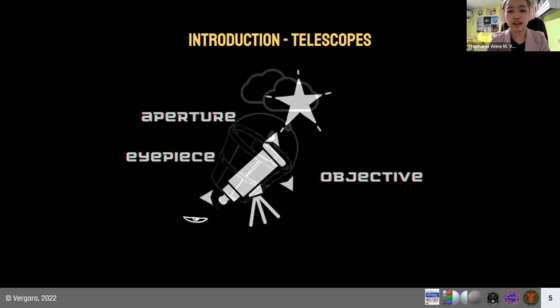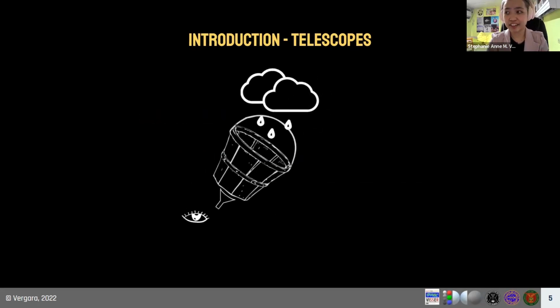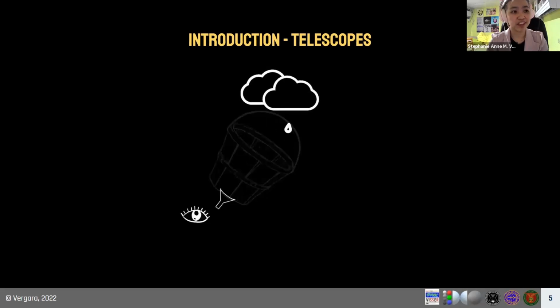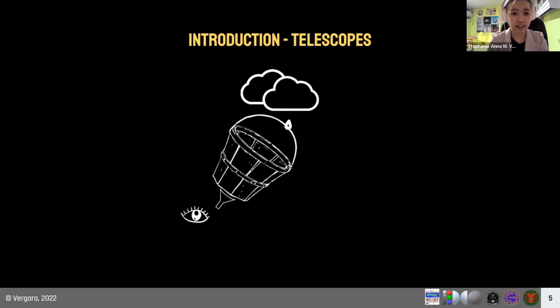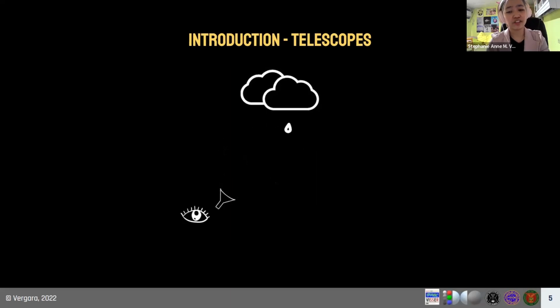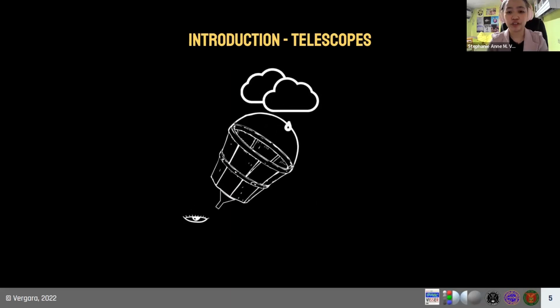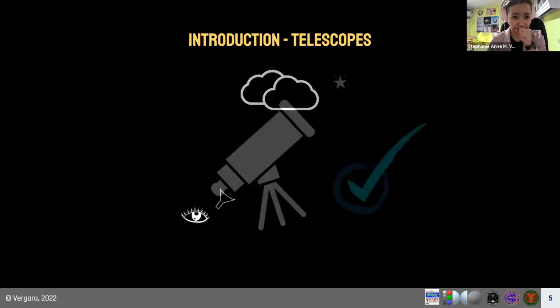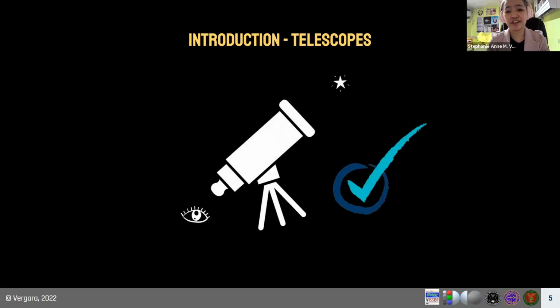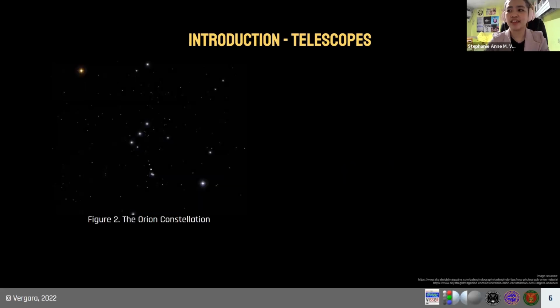As the bucket increases and its opening also increases, the amount of water collected increases. Similarly, as the telescope's objective and aperture increases, the amount of light it can gather also increases. Right, so why do we need to gather more light? Let's look at this example in this slide.